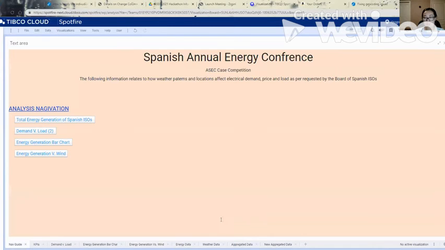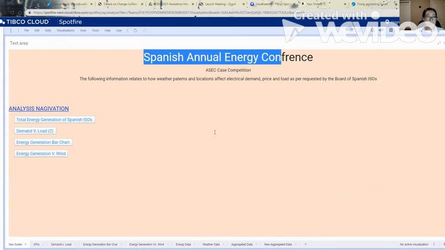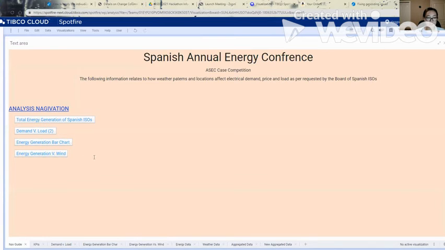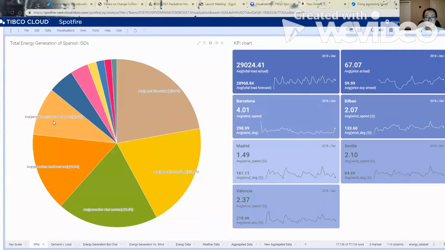So as you can see, this is our demo. We have the title, and then we have our navigation buttons here. You click a button, you go into the chart that it has. So when you click that, you can see exactly the ratio for each, and you can also filter here.